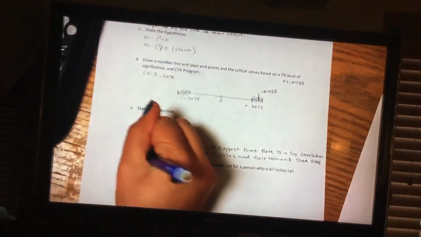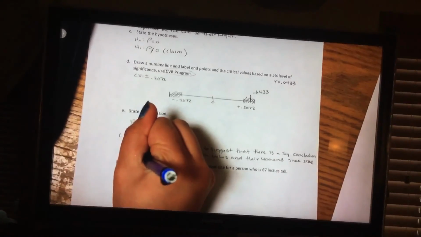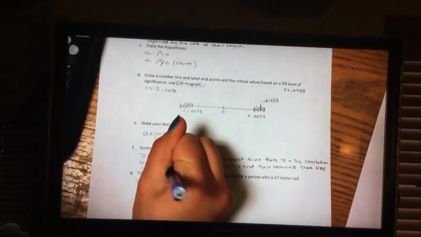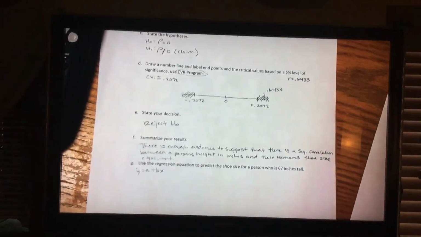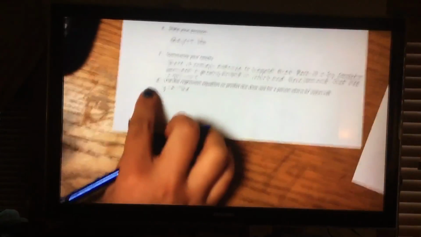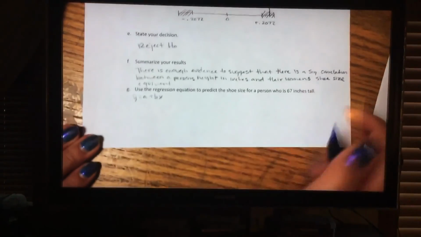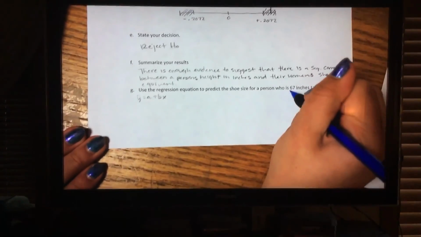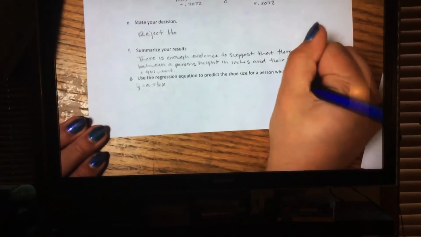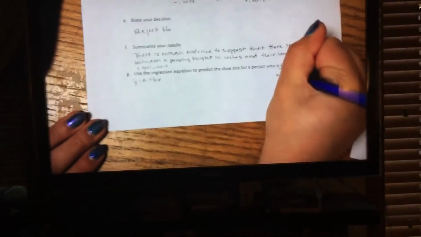To summarize our findings, there is enough evidence to suggest that there is a significant correlation between a person's height in inches and their women's shoe size equivalent. So now we're going to use the regression equation to predict the shoe size of a person who is 67 inches tall. So that is 5'7".